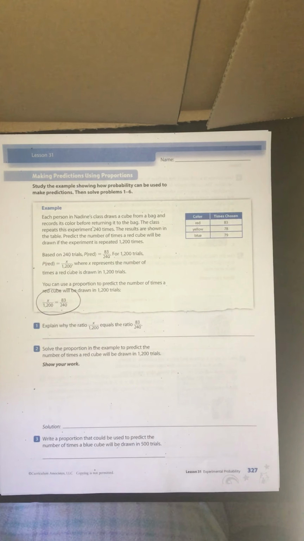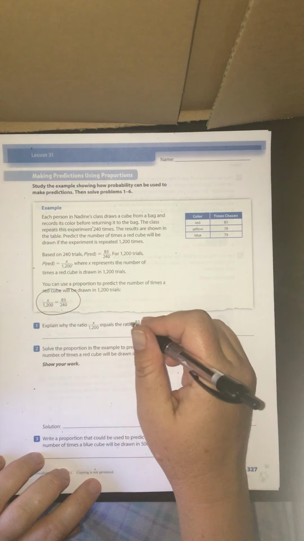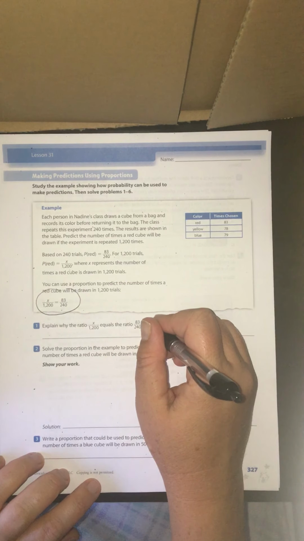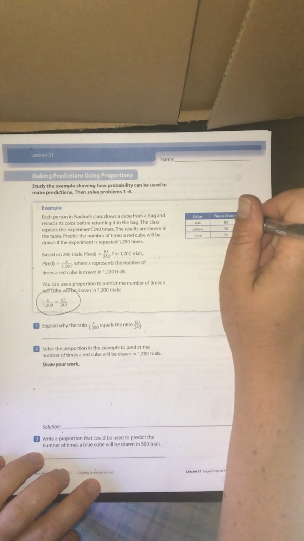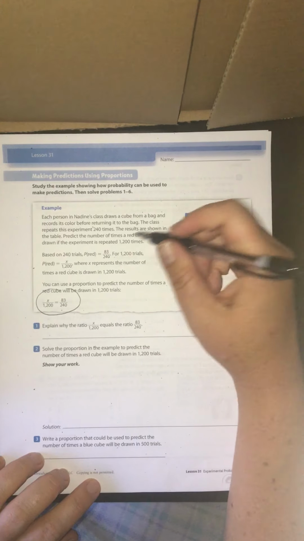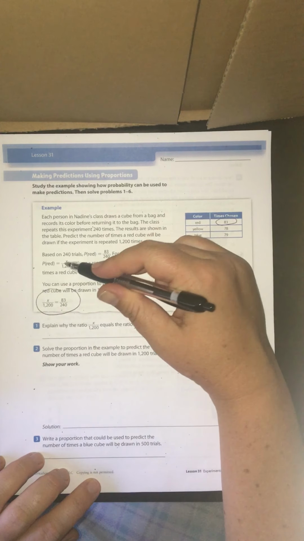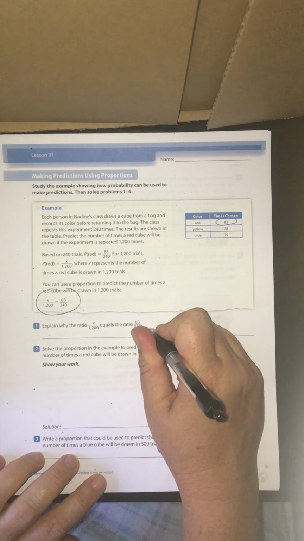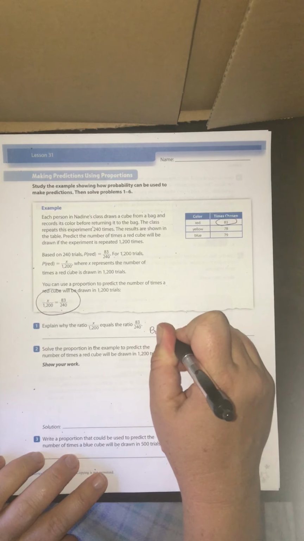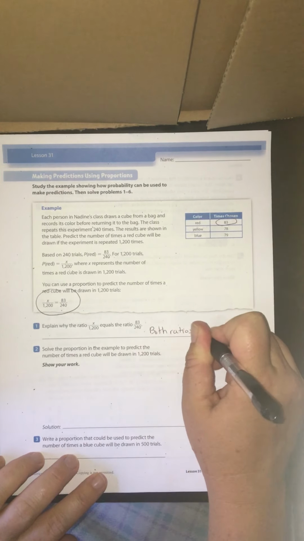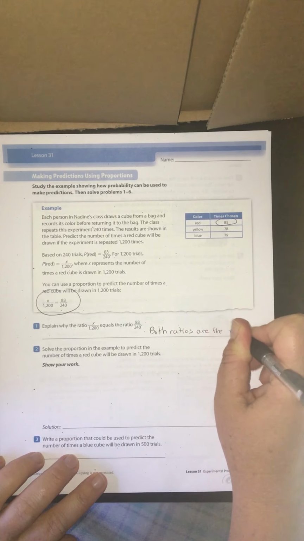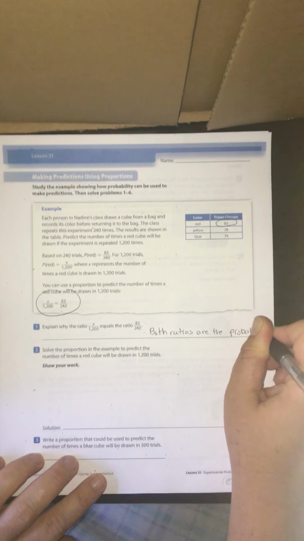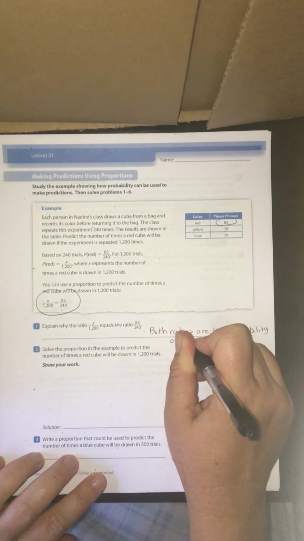Okay, so it's saying why are these ratios equal to each other? Why does this ratio equal this ratio? We're talking about the red, right? They're still asking about red. If you're asking about red and red, they're equal because both ratios are the probability of getting red.